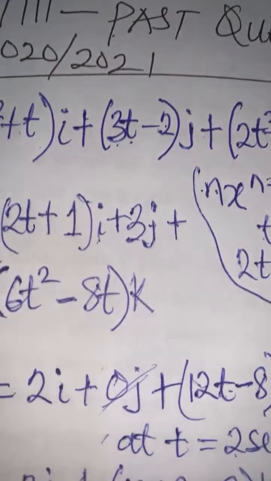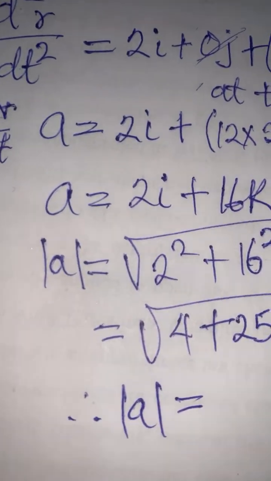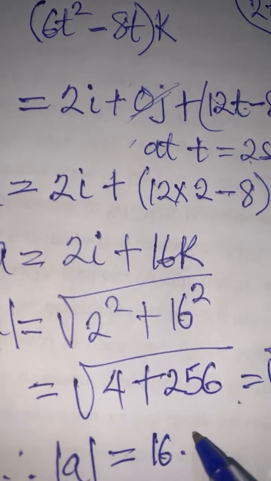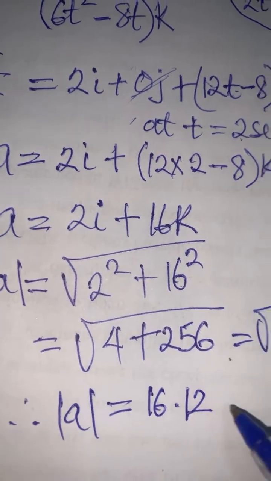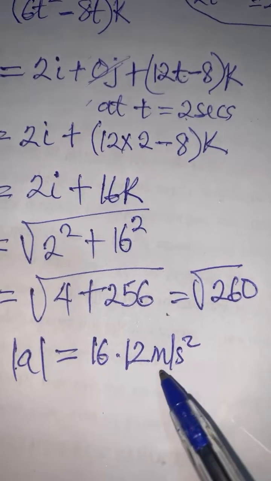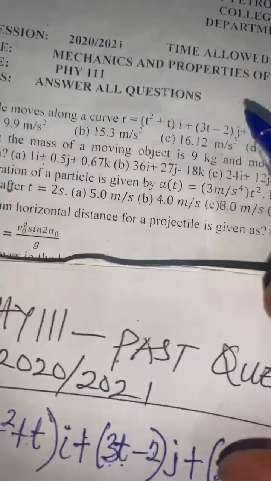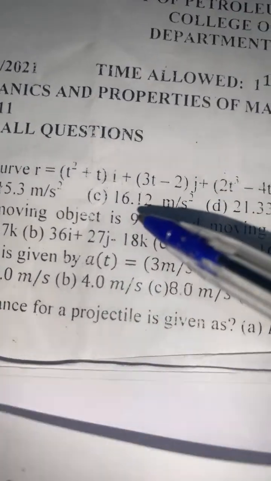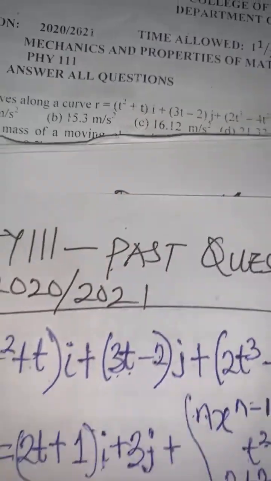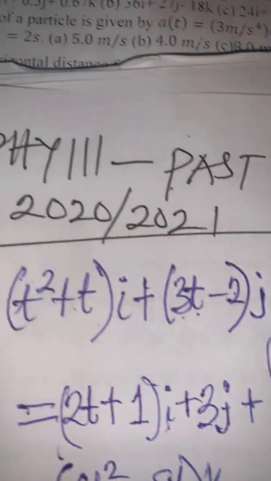What's the answer, please? Let's do it together. Okay, I'm seeing 16.12 meters per second squared, because acceleration is in meters per second squared, the SI units. That's option C. Let's check option C. Beautiful. That means we are good to go. Congratulations, guys. Let's move on quickly because we do not have much time.